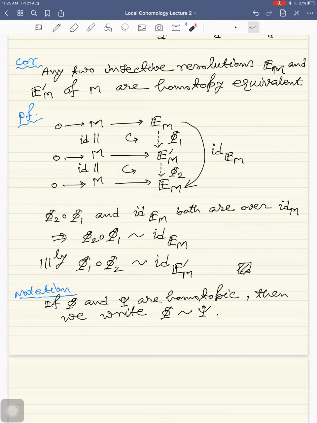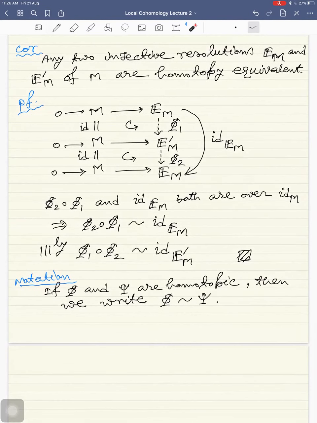Two complexes are homotopy equivalent if there exists one cochain map from the first complex to the second one, and another cochain map from the second complex to the first one, such that their composition is homotopic to the identity cochain map. And phi1 compose phi2 should be homotopic to the identity cochain map on the second injective resolution. So that is the meaning of homotopy equivalent.